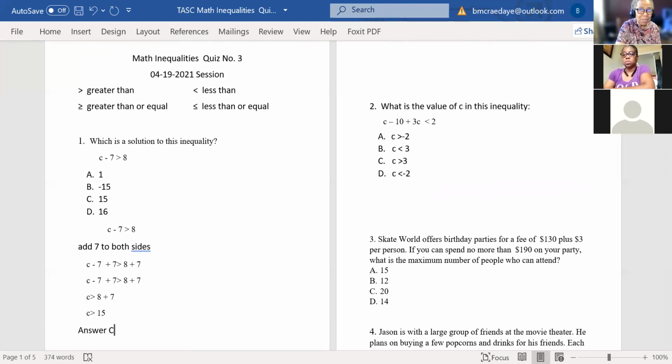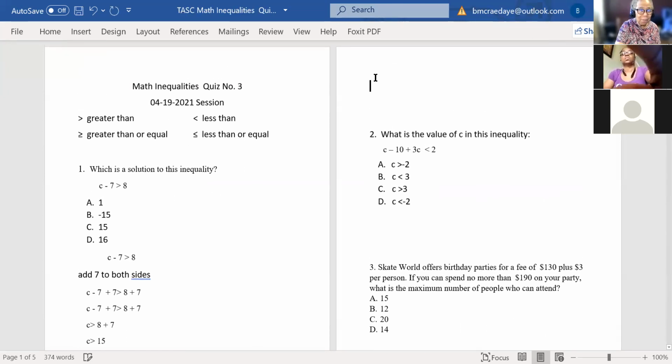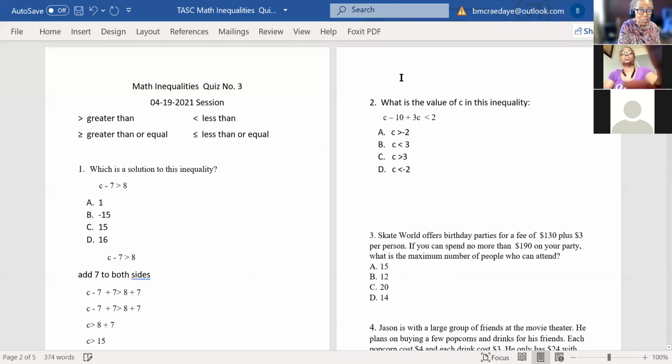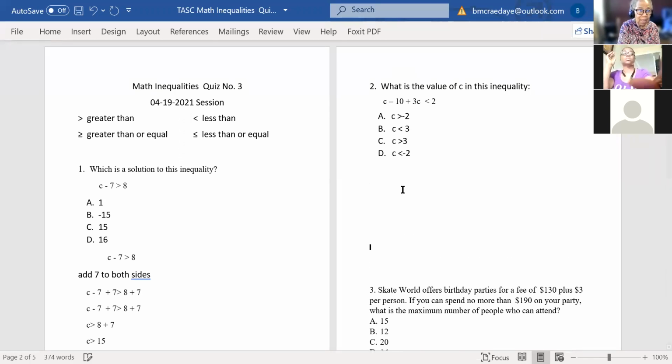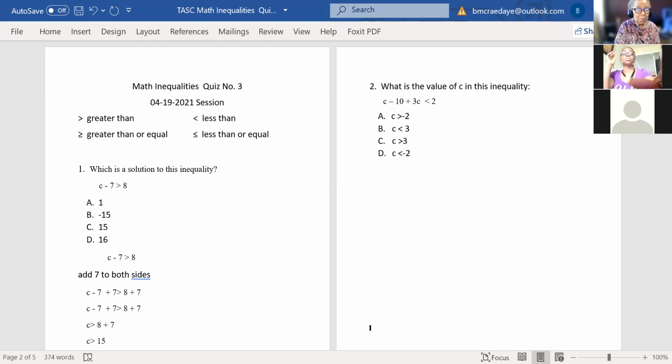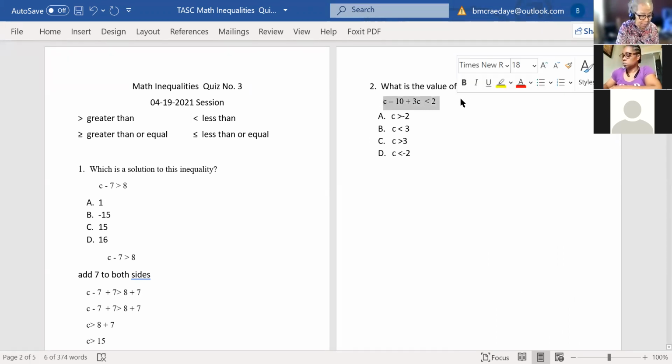Now we have another one here. Number 2. Number 2, you can see, will have 2 operations. And how do you know it has 2, Maureen? Because I see minus 10 plus 3C is less than 2. Looking at that, how do you know you will have to do 2 operations here? I really don't know. Okay. Let me just copy this.